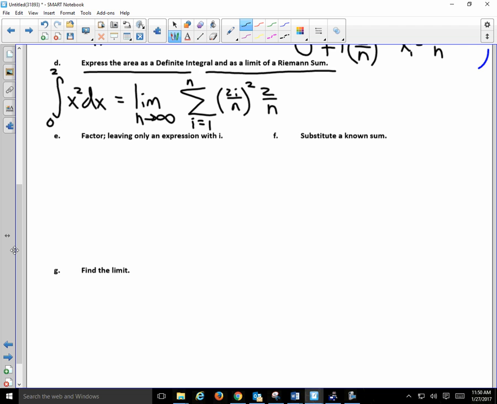Let's multiply this out. We got the limit as n goes to infinity of the sum from I equals 1 to n of, can we square this and multiply those together? 2i squared times 2. 8i squared. N squared times n.